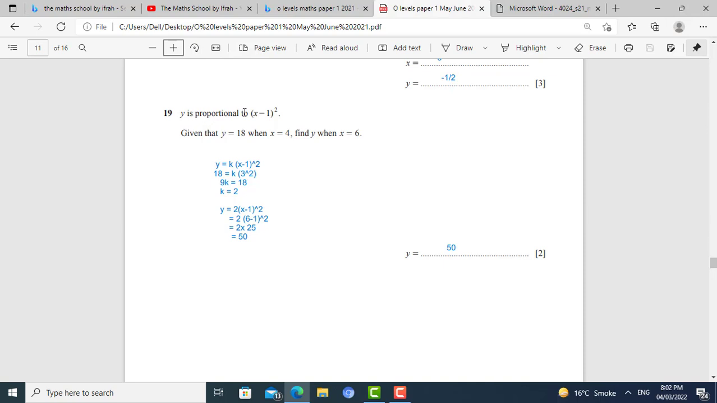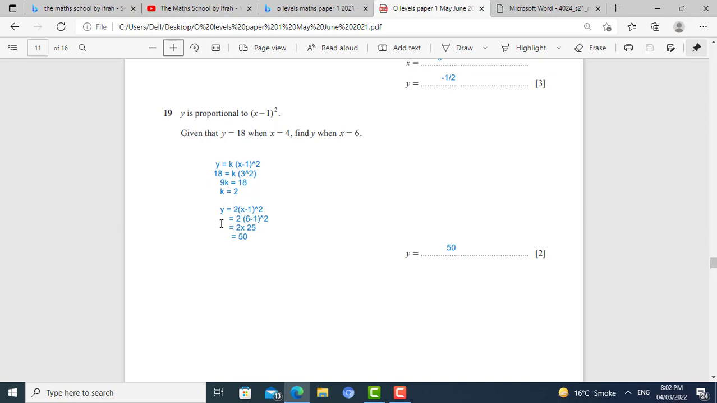Okay, y is proportional to (x minus 1) whole square. Given that y is 18 when x is 4, find y when x is 6. Now we have an equation y is equal to k times (x minus 1) whole square. So 18 is equal to k times 3 whole square. 4 minus 1 is 3 whole square. So 9k is equal to 18, and k is 2. So y is equal to 2 into (x minus 1) whole square.